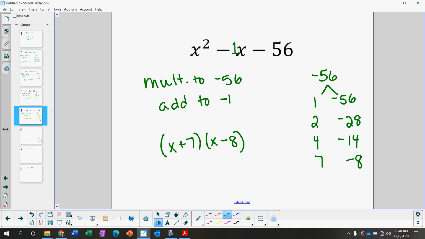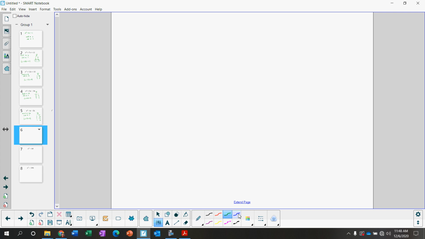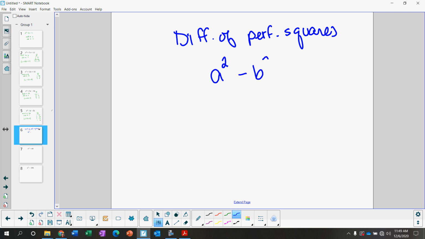The other kind of factoring you learned about in Algebra 1 was one of the special patterns called difference of perfect squares. So if you had a squared minus b squared, something being squared minus something else being squared, that's going to turn into a plus b times a minus b. A lot of times this first thing is just going to be x squared, so a would just be x, and we would have to take the square root of the second number. We have two options there.